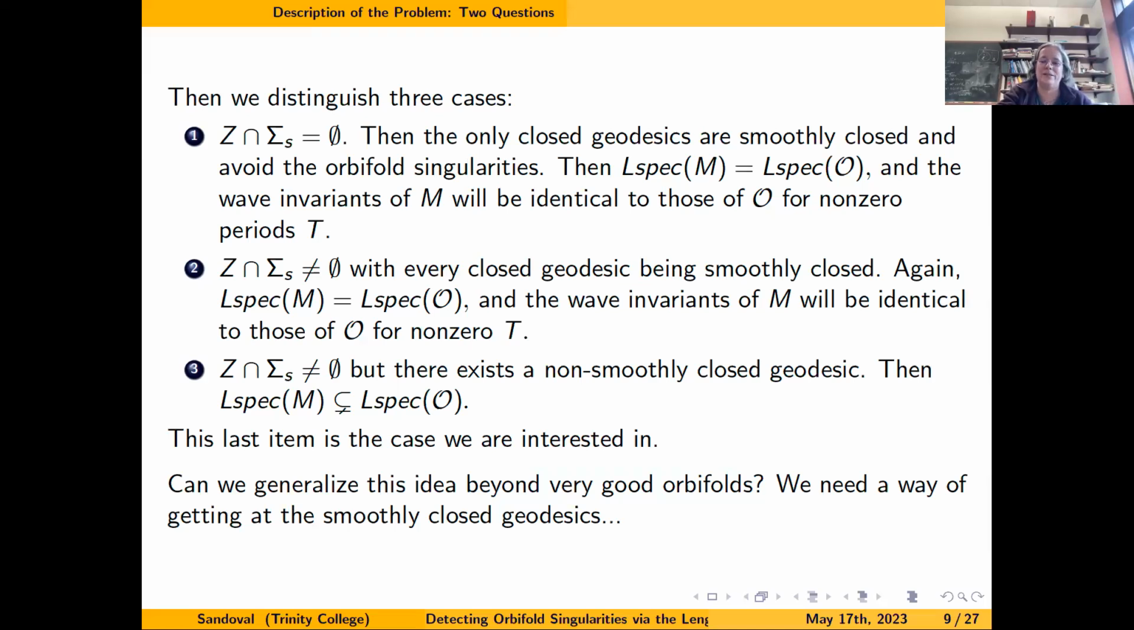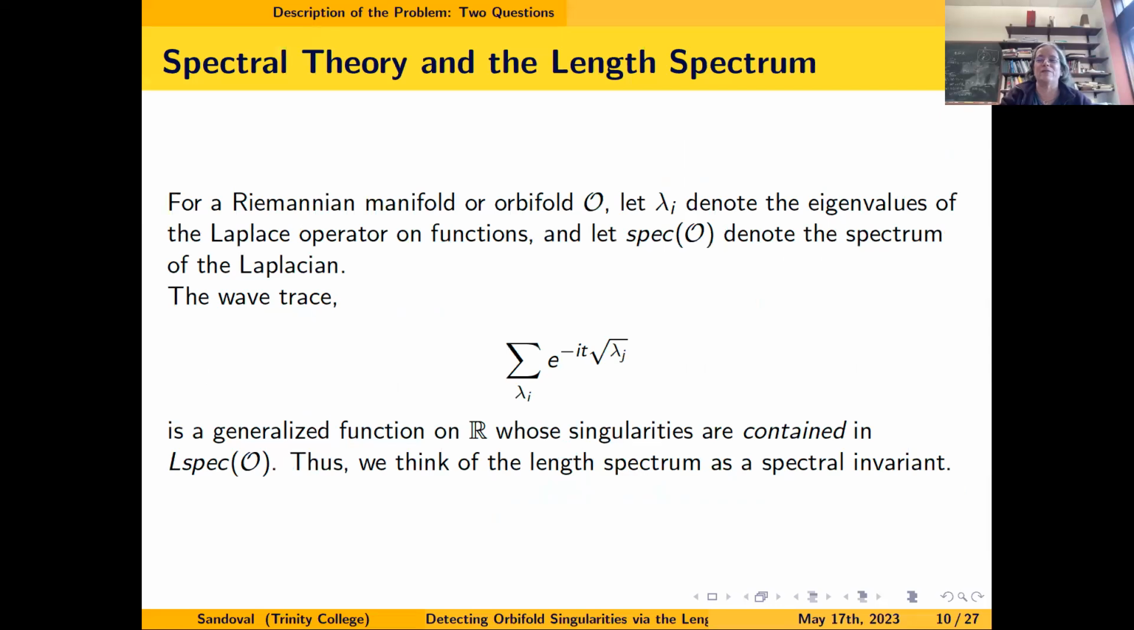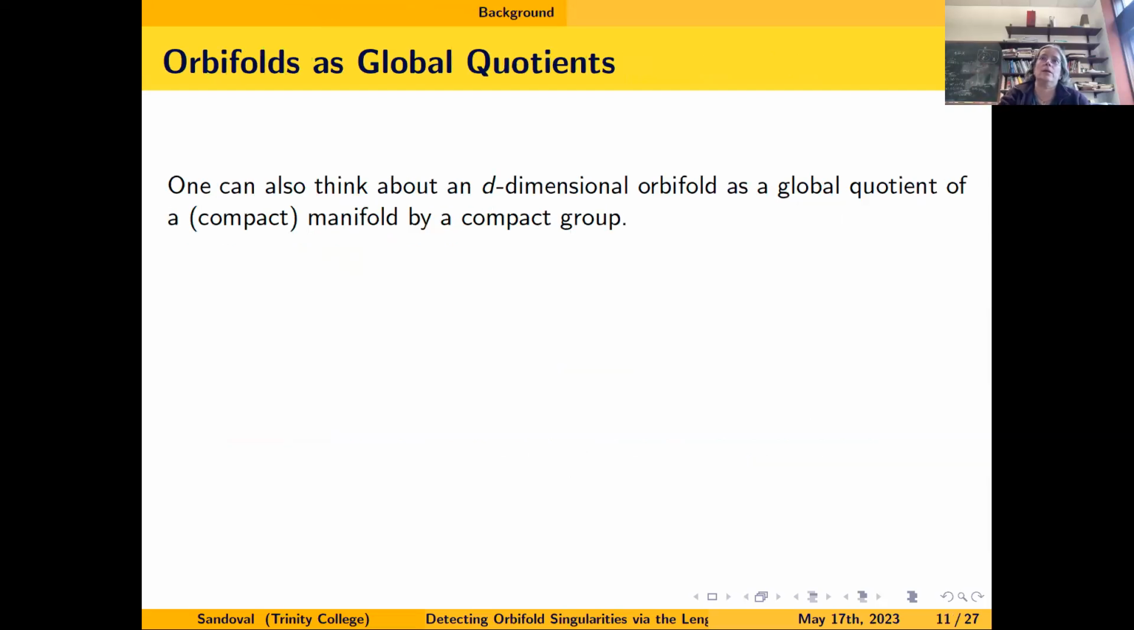And we have one. I'll get to that in a few minutes, but first let me just talk about maybe the length spectrum a little bit. So for a Riemannian manifold or an orbifold, we have Laplace operator acting on functions, and we have the spectrum of the orbifold. We have a wave trace, which is a generalized function on R whose singularities are contained in the length spectrum. So the length spectrum of O we think of as a spectral invariant.